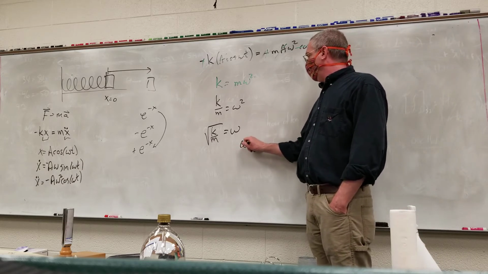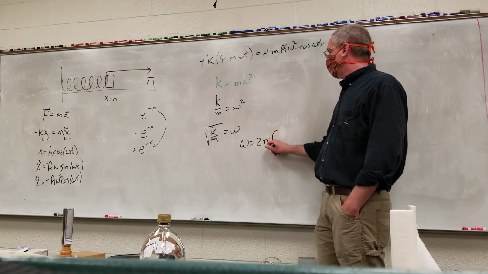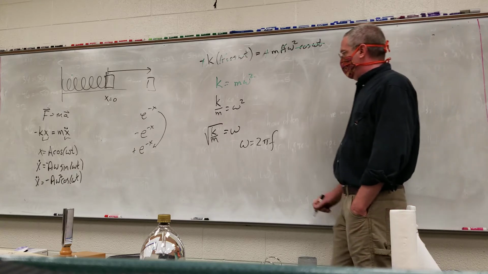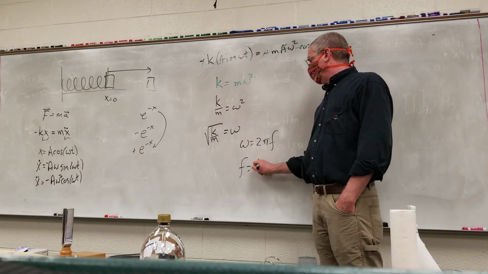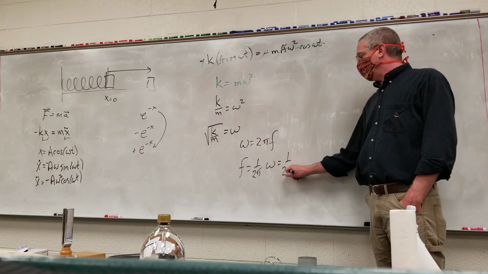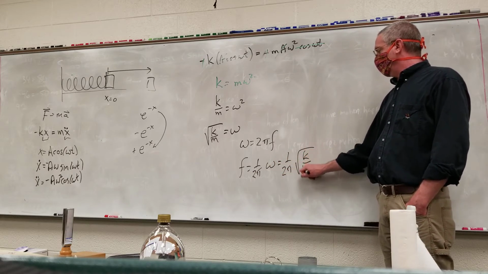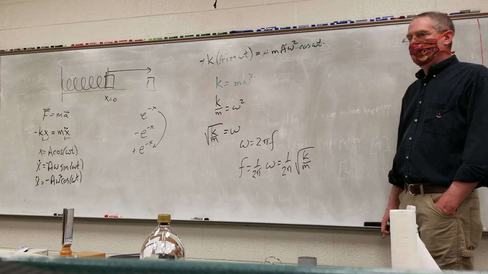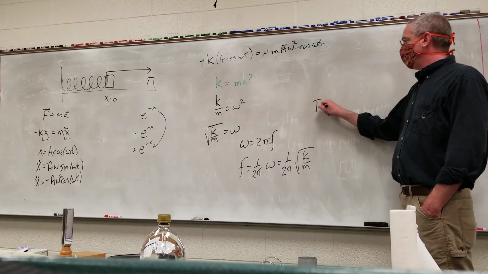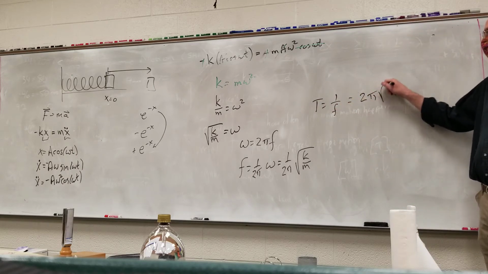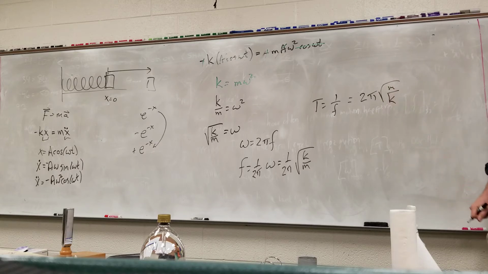I know that omega is equal to 2 pi times the regular frequency. And so frequency is equal to 1 over 2 pi times omega, which is just 1 over 2 pi times the square root of k over m. The period is just the reciprocal of the frequency, so that becomes 2 pi square root of m over k.